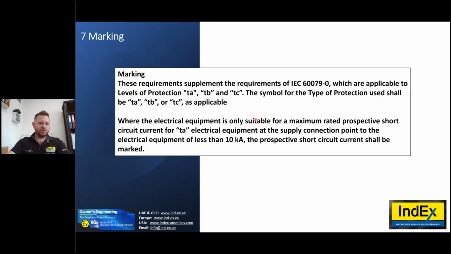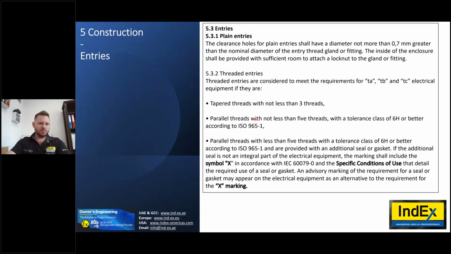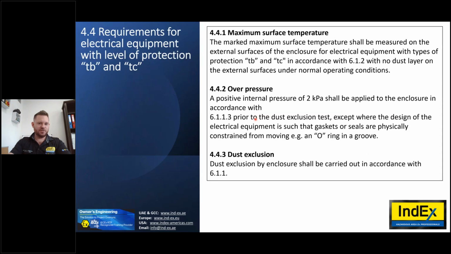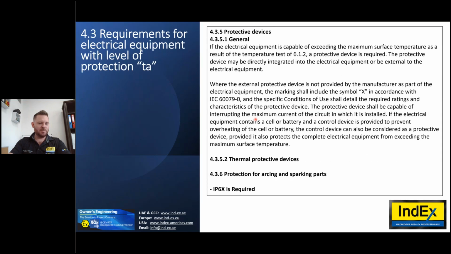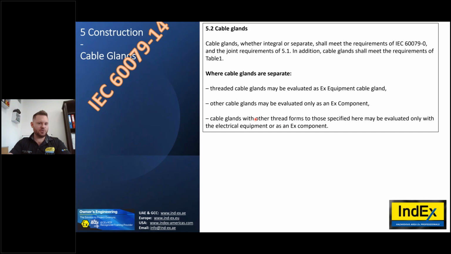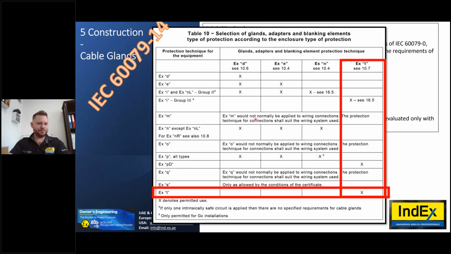So we'll go back to gaskets and seals, joints, overpressure. Once again, the only requirement for EXT, gentlemen, is IP5X or 6X. The equipment inside only needs to be industrial rated, okay? Anything that protrudes outside goes through an entry. Anything that goes through an entry shall have to be Ex rated, okay?